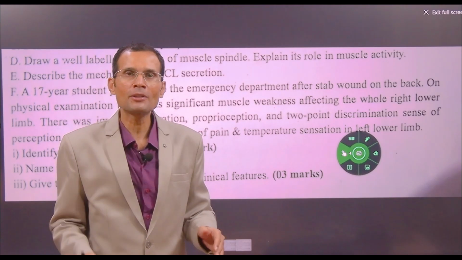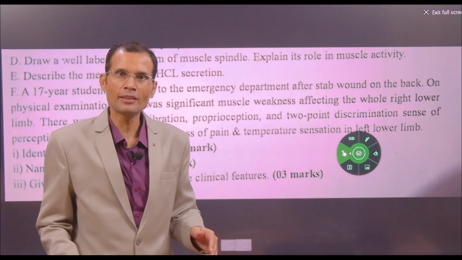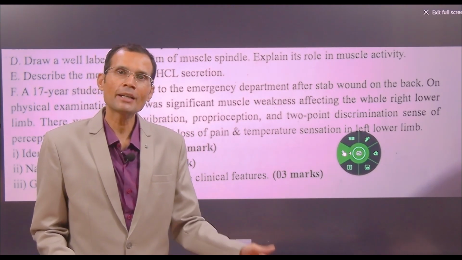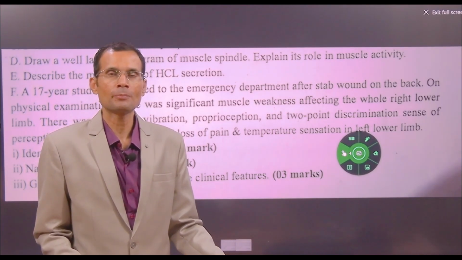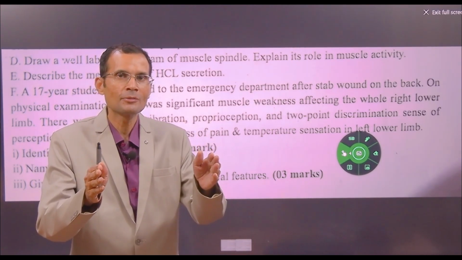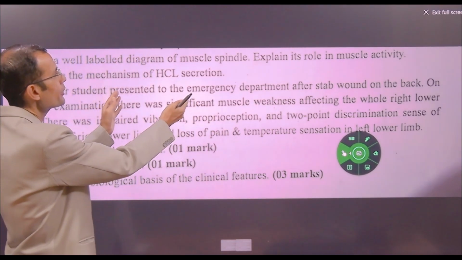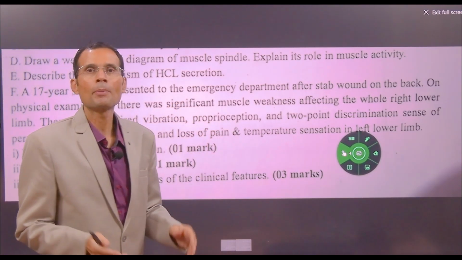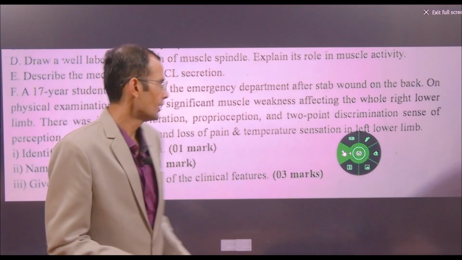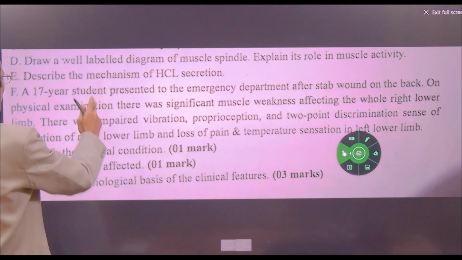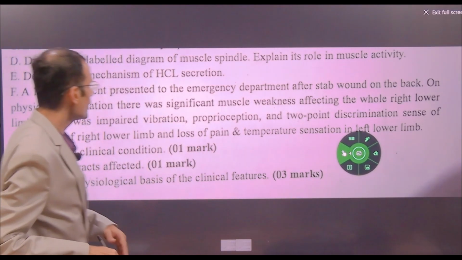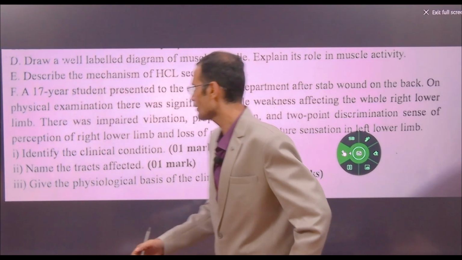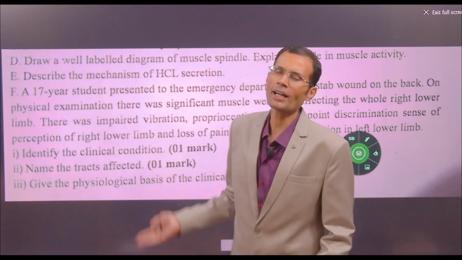Fine touch, pressure, vibration, proprioception lost on right lower limb and pain and temperature lost on the left lower limb. What is it? It's an injury to the spinal cord, injury to the vertebral column. Brown-Sequard syndrome, isn't it? So this is Brown-Sequard syndrome. They are asking, identify the clinical condition. This is Brown-Sequard syndrome.